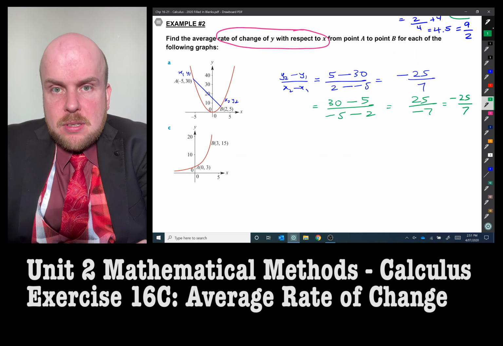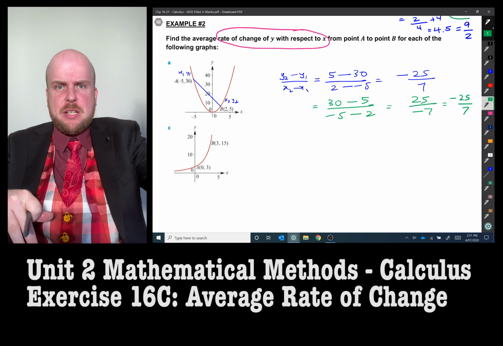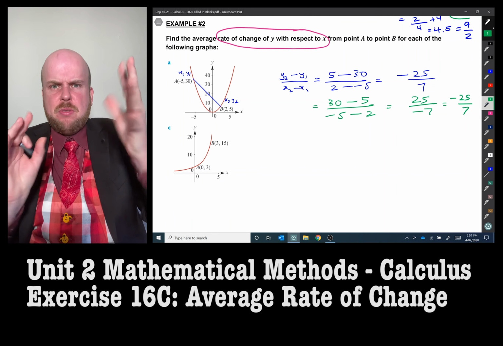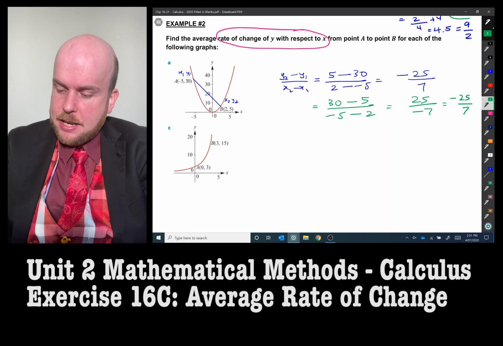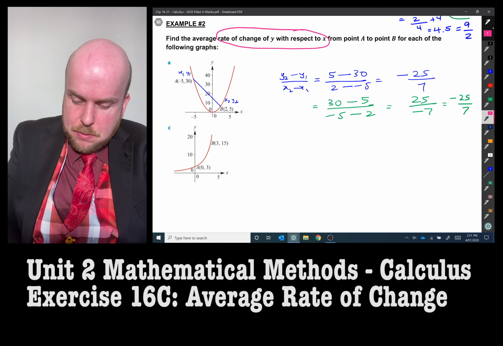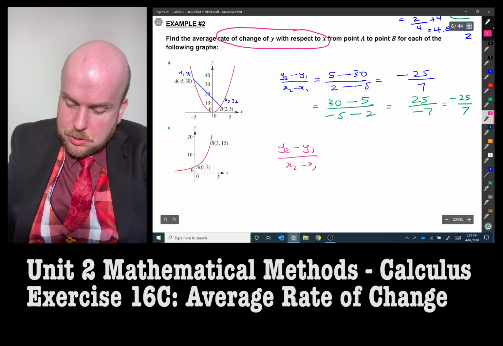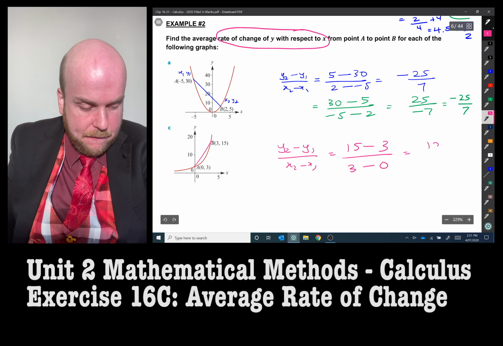So as long as you're consistent, as long as you don't mix up the coordinates from one to the other, and call x1 over here and y2 is here or some nonsense like that, it doesn't matter which side you do. So I just wanted to clarify that here. This one, y2 minus y1 over x2 minus x1, it's going from here to here, so it should be a positive number. 15 take away 3 over 3 take away 0. It's going to be 12 over 3, which should be 4.